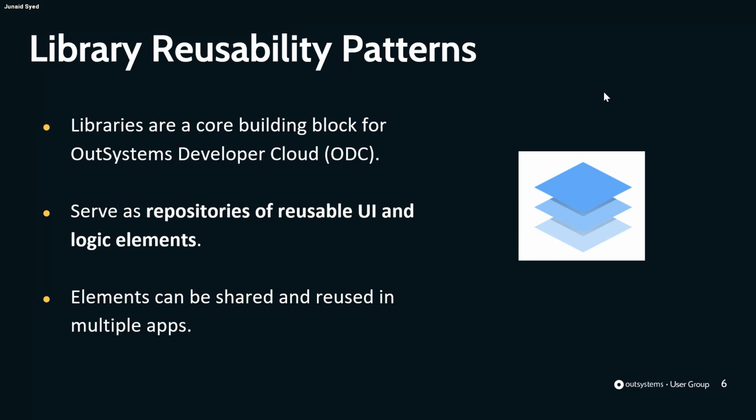So as we all know, libraries are a core building block of ODC. They serve as repositories for reusable UI and logic elements. Reusable UI could be any patterns, like reusable blocks, or menus, and it could be themes, and then certain logic elements as well, like reusable functions or utilities, those as well can belong to libraries. And third, obviously, these are the elements which can be shared and reused in multiple applications.